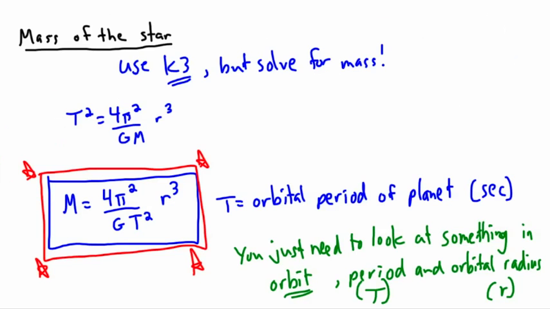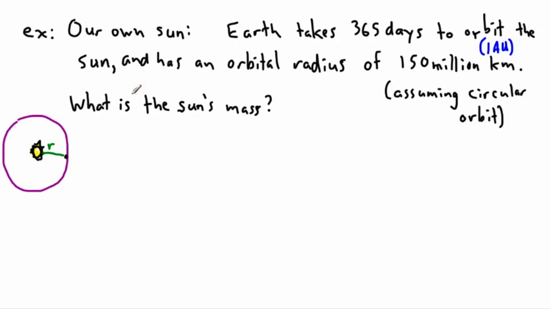Now we're going to use this equation then. M is 4 pi squared over G T squared times r cubed. So I'm just going to write that down. So that's what we're going to need to use. M equals 4 pi squared over G T squared times r cubed. This is sort of what we're looking for here. We're going to calculate the mass of the sun.